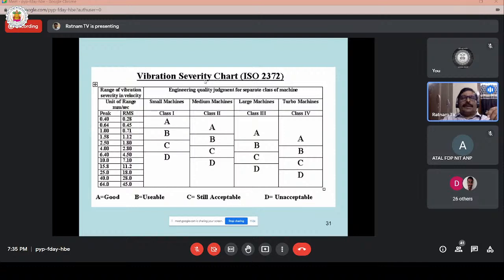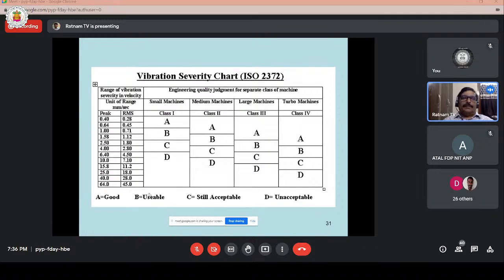So vibration severity levels can be measured using velocity levels only. Vibration severity chart. This is a typical vibration severity chart, ISO 2372. Later, it was modified to ISO 10816. These are different classes of machines, with good, satisfactory, allowable, and not allowable conditions mentioned in this chart.